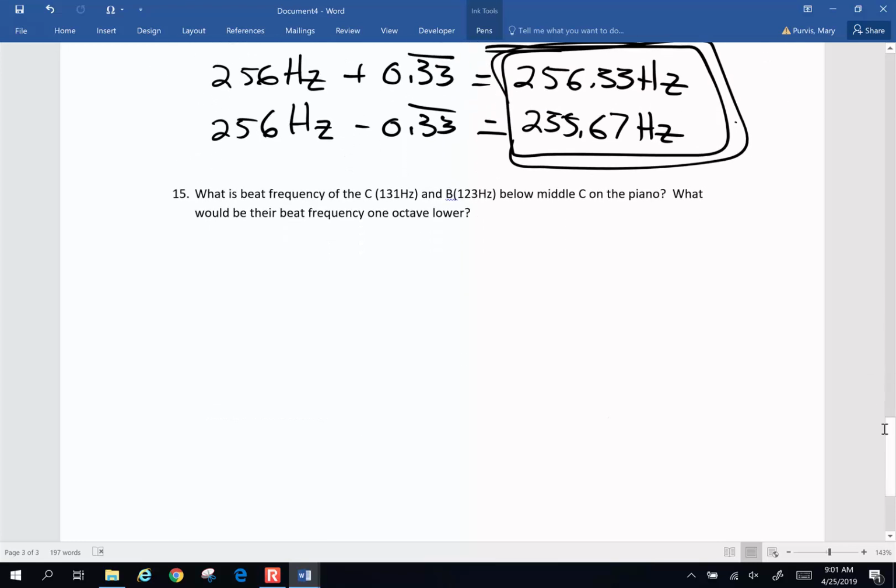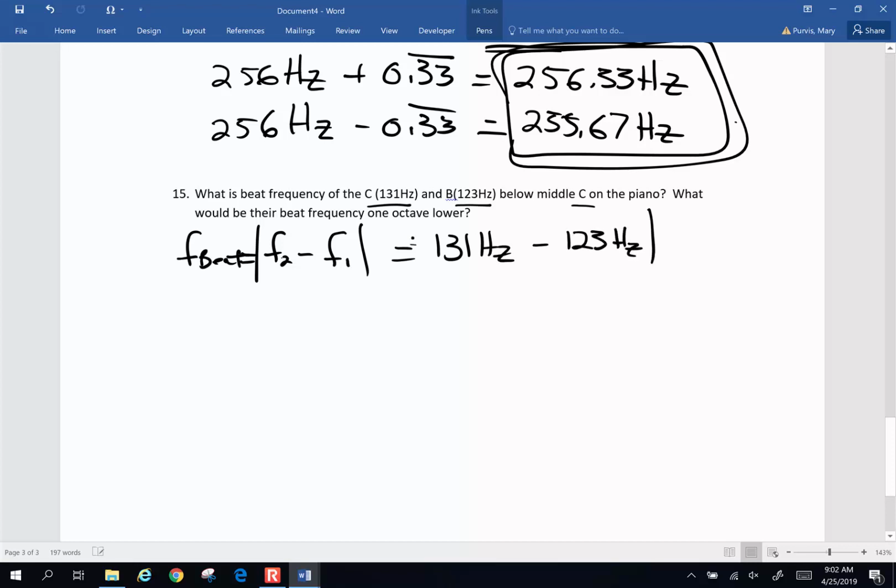Number 15, what is the beat frequency of C and B on a piano? And this is the C below middle C. So beat frequency is just the absolute value of the difference between the two frequencies. If I take 131 hertz minus 123 hertz, the absolute value of the difference is going to be 8 hertz. So that's the beat frequency I'm going to hear for those two notes played at the same time.